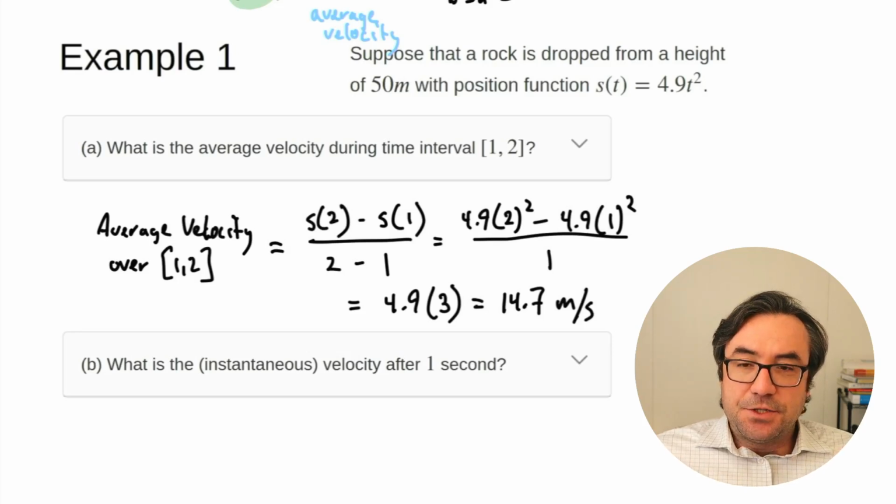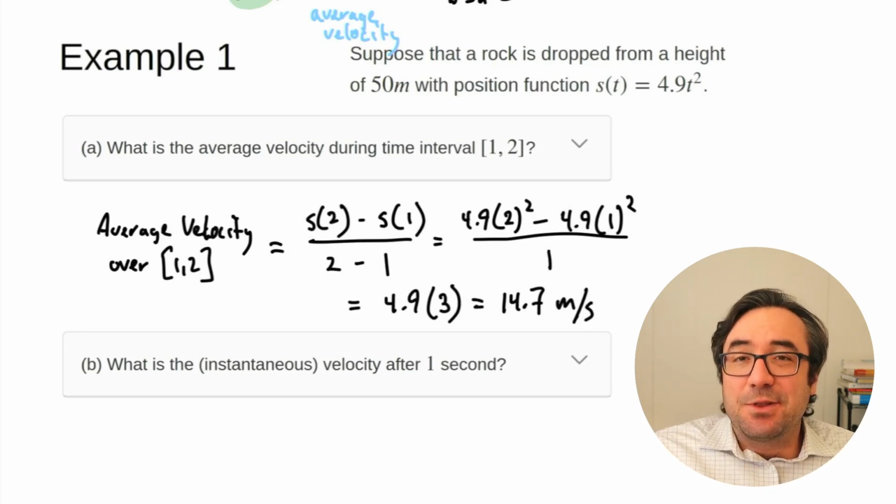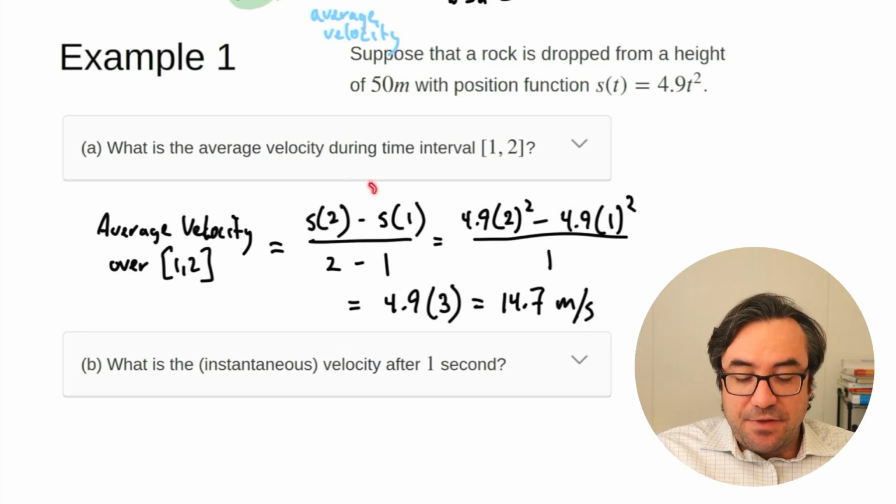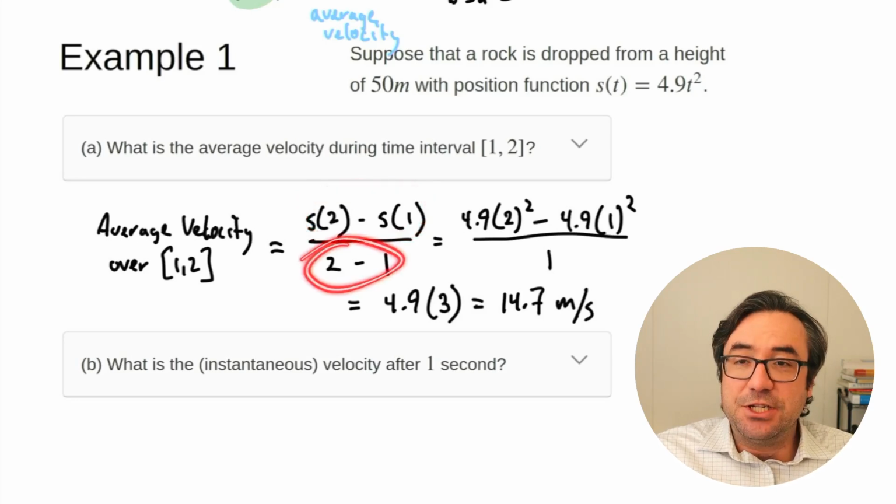All right, so that's how to calculate the average velocity. And this should feel similar at this point. We've done this kind of thing when we looked at tangent lines. This is really just the slope of a secant line. So it's the change in y divided by the change in x, essentially. We're going to come back to that.